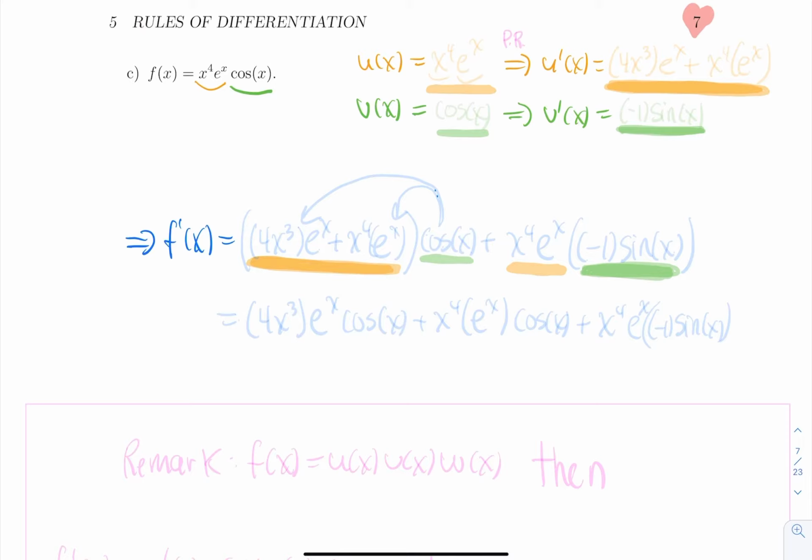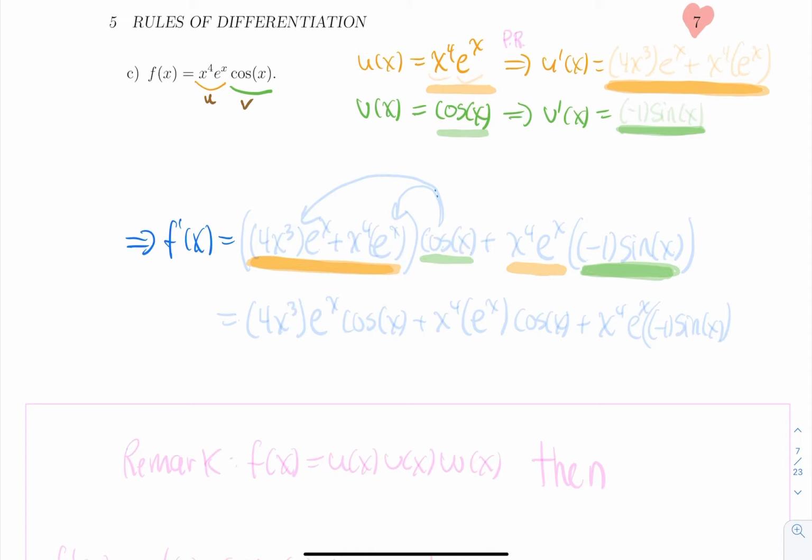Anyways, so x^4 times e^x times cos of x. I'll just regroup these two as a product of two terms. The first one is going to be x^4 e^x. It does not really matter how you group them. You will end at the same place, but I decided to group x^4 and e^x as one term. So I'm going to call this first chunk u, and the second chunk is going to be cos of x.